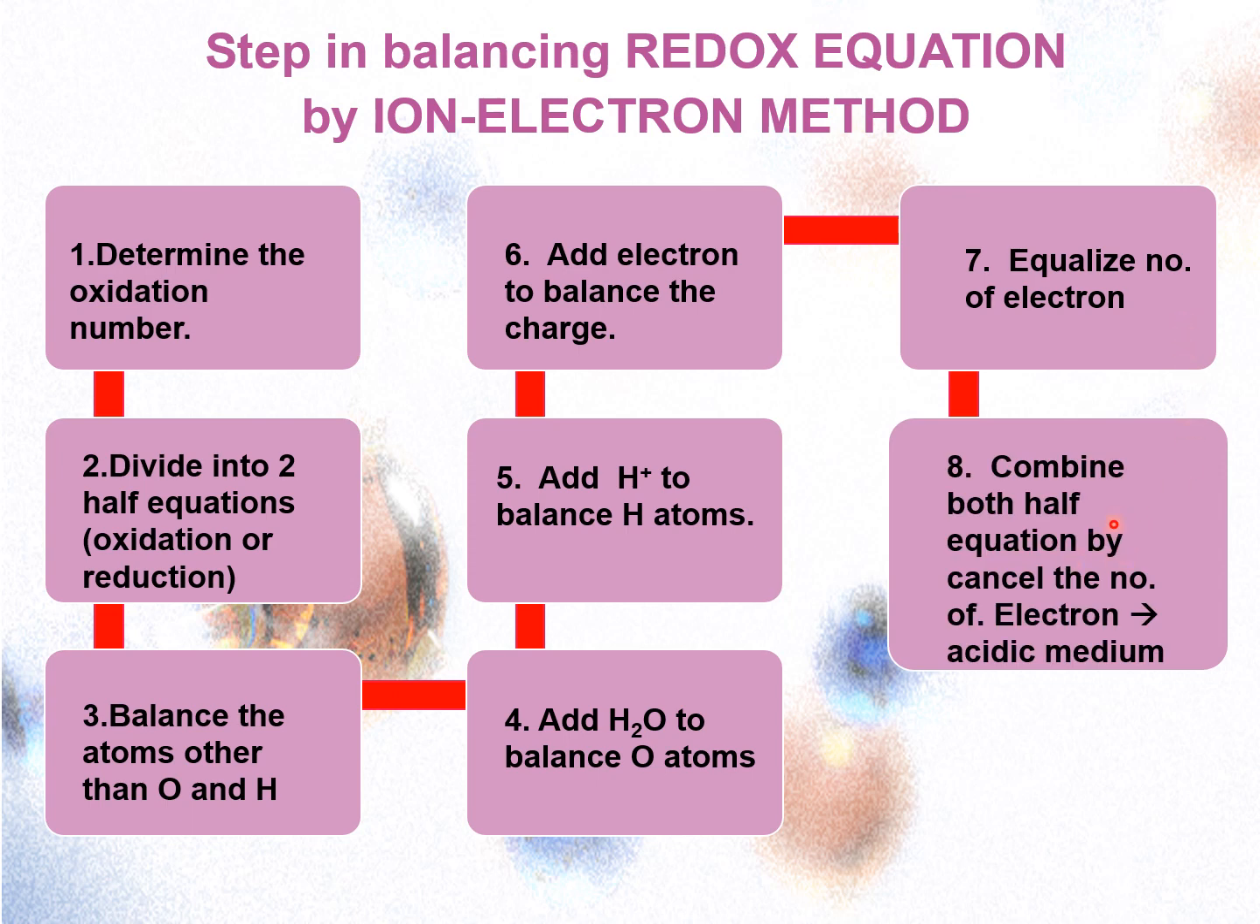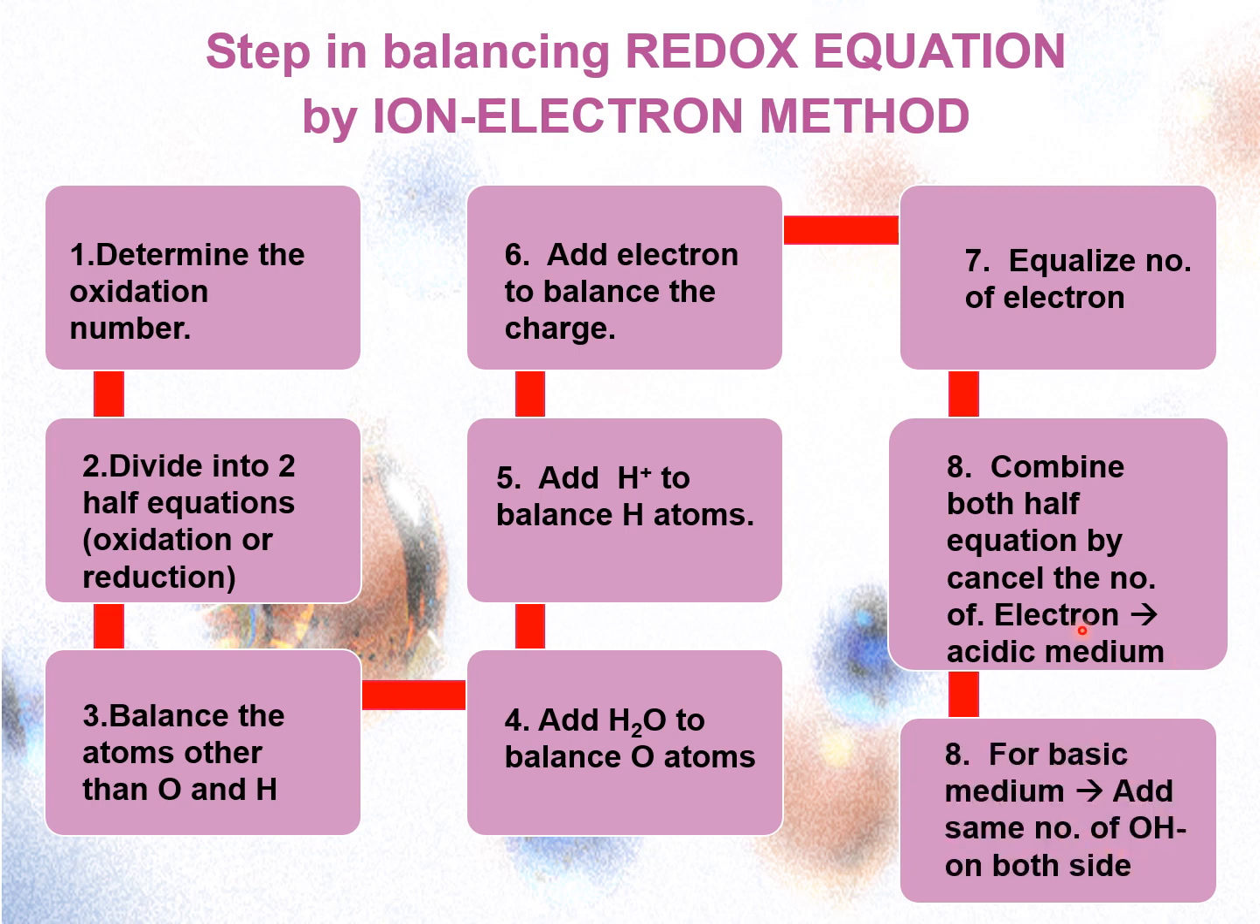Step number 8, combine the above half equations by cancelling the number of electrons for the acidic medium. But if the question asks for the basic medium, you need to add extra one step, which is step number 9. Sorry, typo kat sini. For the basic medium, student add the same number of OH minus ions on both sides.